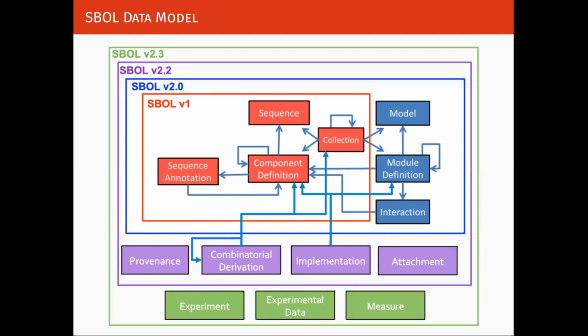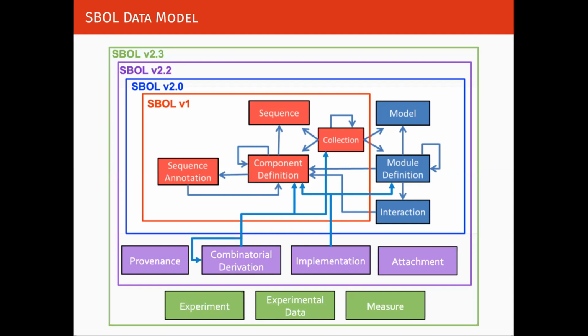And then the current version is SBOL version 2.3. And in SBOL version 2.3, we've added 3 new classes. One is the experiment class, which is used to describe any sort of experiment you've done in your laboratory. The experimental data class, which is used to associate metadata with a particular collection of data from a particular experiment. And then the measure class, which is used to describe some sort of measurement or important parameter. For example, maybe you've measured the binding constant of a protein to a promoter, and you would express that in the measure class.